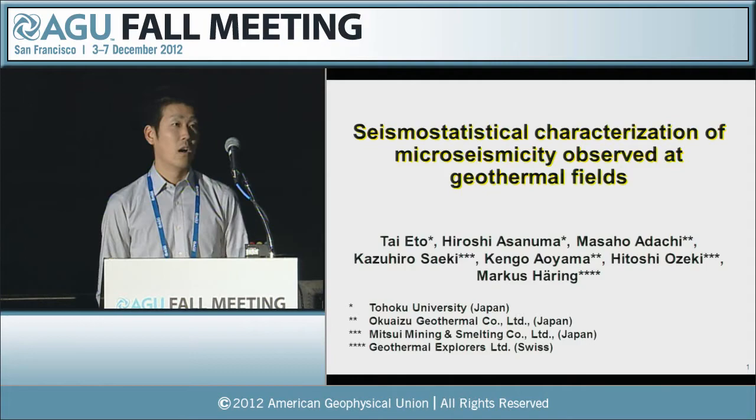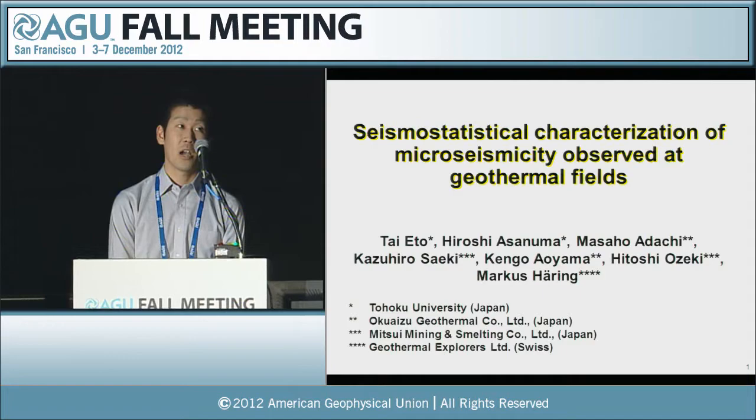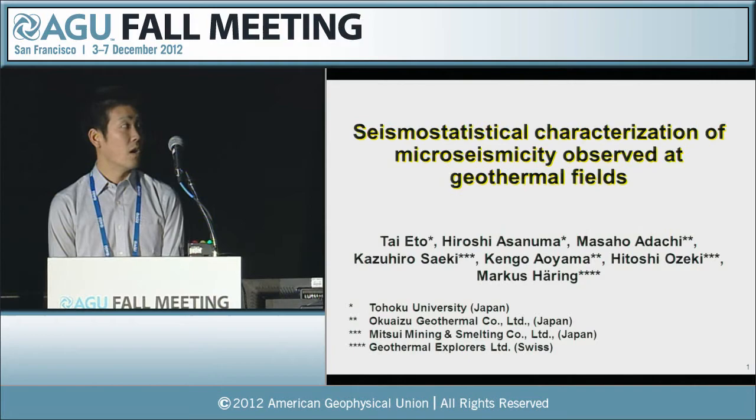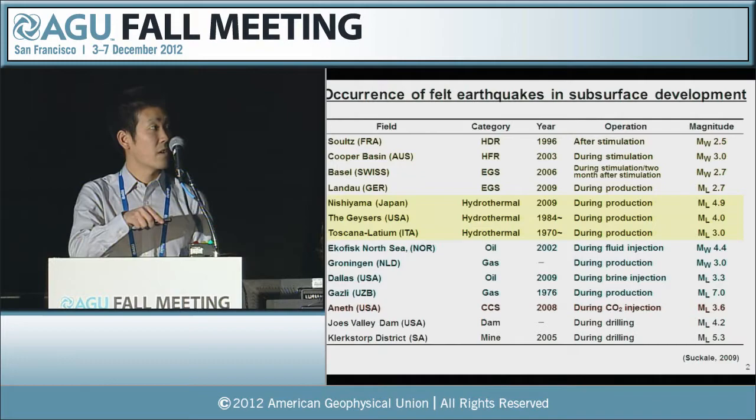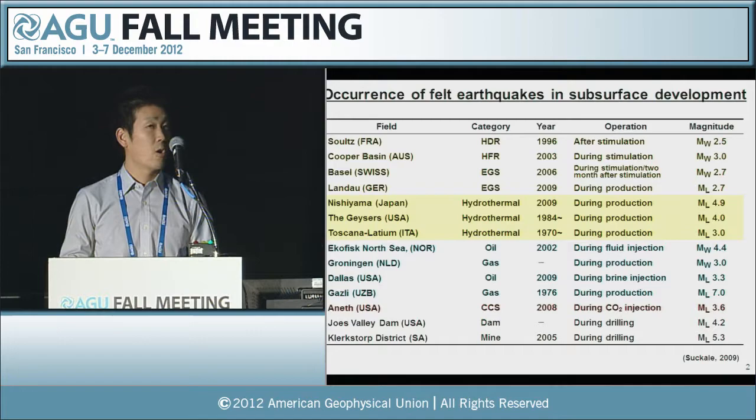I am Tai et al. from Tohoku University, Japan. I am talking about a seismostatistical approach for risk evaluation of large induced seismicity from geothermal reservoirs. Occurrence of felt earthquakes in subsurface development, including geothermal development, has been reported worldwide, and it is recognized as one of the most critical environmental burdens in subsurface development.